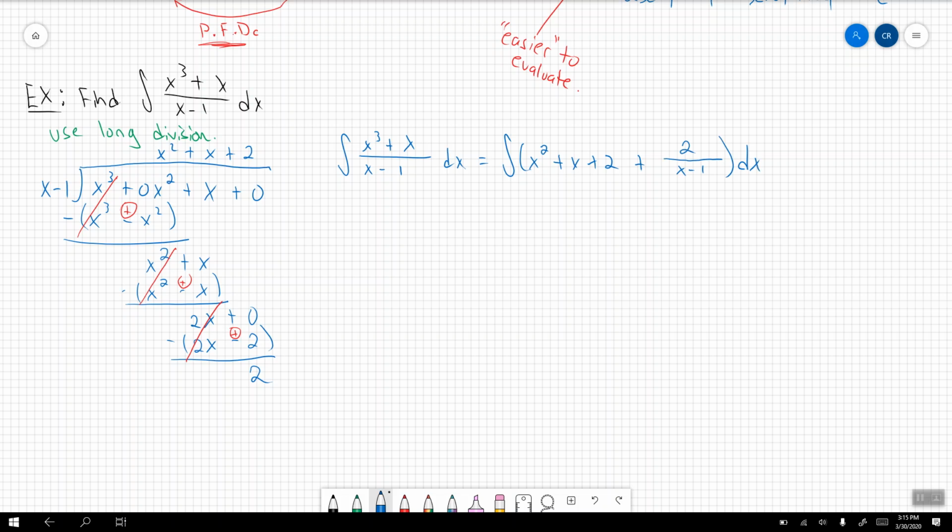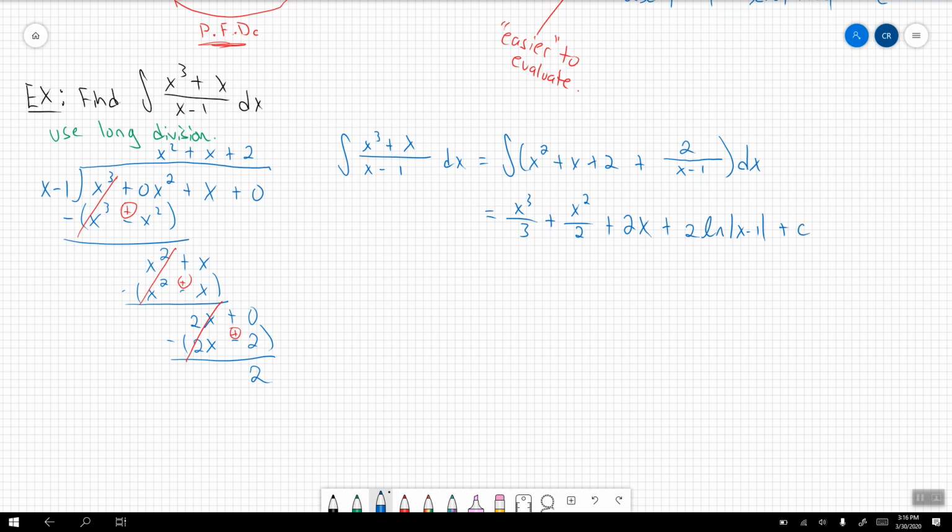Now you can see we can integrate this term by term. The integral of x squared we can find easily. The integral of x, again, quite easily. The integral of 2, straightforward. And finally the integral of 2 divided by x minus 1. That one might not be so easy, but it's completely fine because we can use a u substitution for a natural log integration. So in here, let's go through. This is now going to be x cubed over 3 plus x squared over 2 plus 2x plus 2 times the natural log of the absolute value of x minus 1 plus c.